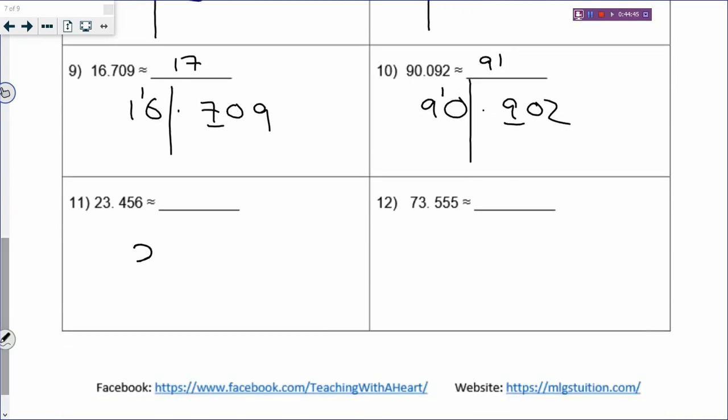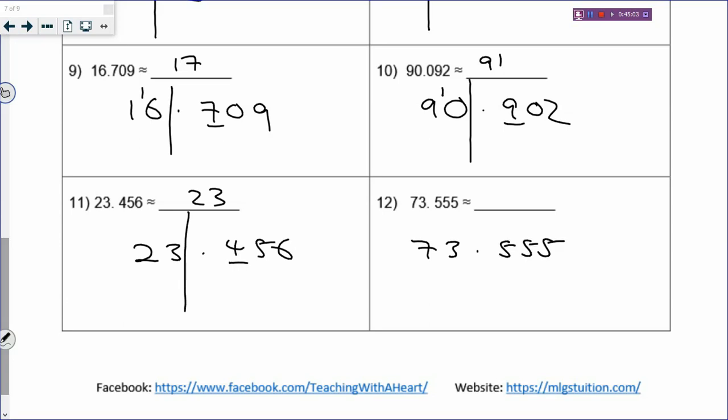Okay, one more time. 23.456. Same thing. Draw a line to show the whole number. And then the 4, is it 5 and bigger? No. So don't add 1. Don't add 1 on the whole number. Alright, how about the last one?